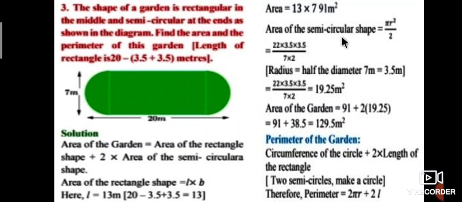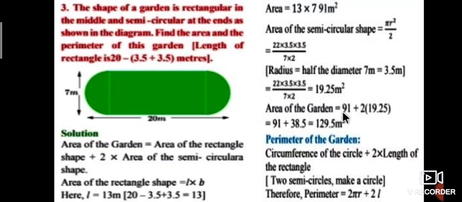Therefore, the area of a semicircle is equal to pi r square divided by 2. That is equal to 22 into 3.5 into 3.5 divided by 7 into 2. The radius is equal to half of the diameter, 7 meters, so r is 3.5 meters. Hence, 22 into 3.5 into 3.5 divided by 7 into 2 is equal to 19.25 meter square.